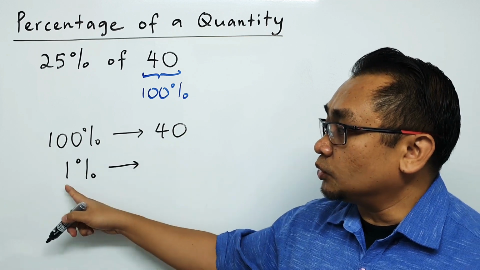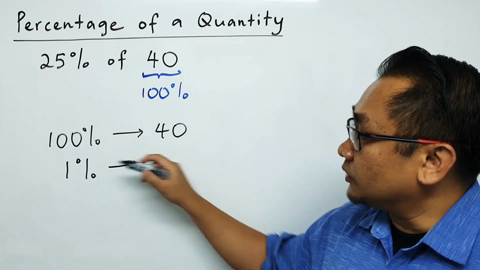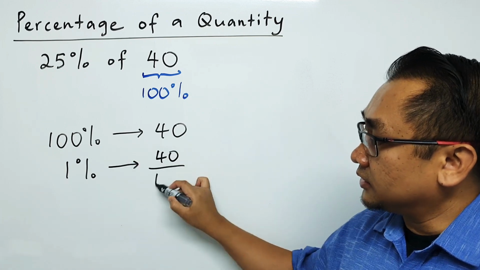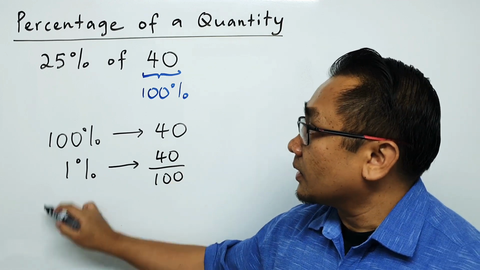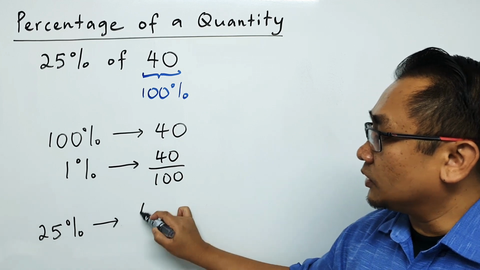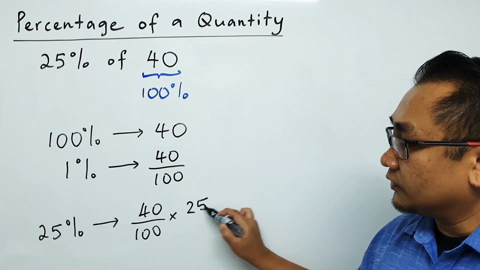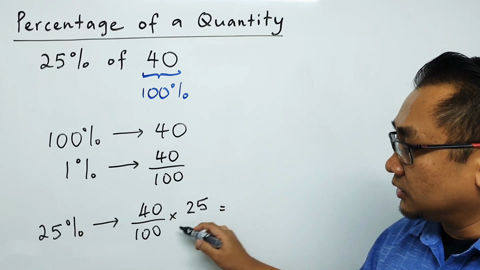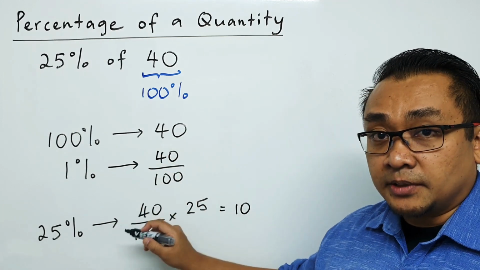One is called the unitary method, where we find 1% first. To find 1%, we take 40 divided by 100. You can simplify this, or you can just leave it as a fraction. To find 25%, what you need to do is take the 1% and times 25. If you do your working, you will get the same answer, which is 10. So this is the unitary method.